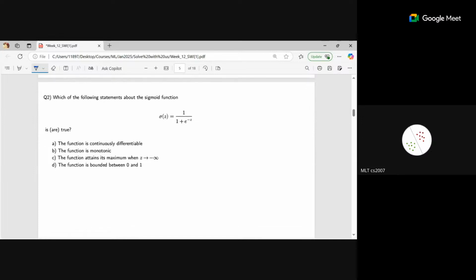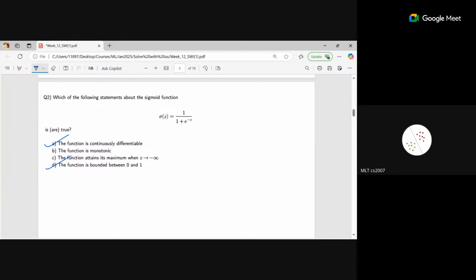So the next question we have is on the sigmoid function. My sigmoid function is defined as 1 upon 1 plus e to the minus z. Which of the following is true for the sigmoid function? What do you think? How does a sigmoid function look like? A and D are correct. Okay, so you're saying the function is continuously differentiable and the function is bounded between 0 and 1.